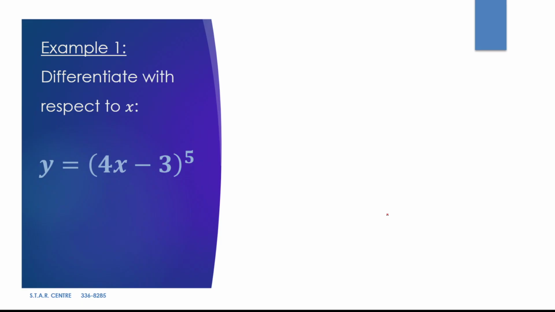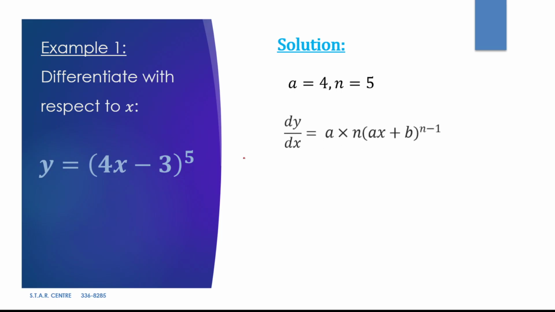Example, differentiate with respect to x. The term with respect to x means that x is the variable. So (4x minus 3) to the power of 5 is in that form (ax plus b) to the power of n. So a is 4, b is minus 3, and n is 5. So b is not really involved in any of the calculations, so we just need to identify the values of a and n and then substitute into our formula for dy dx.